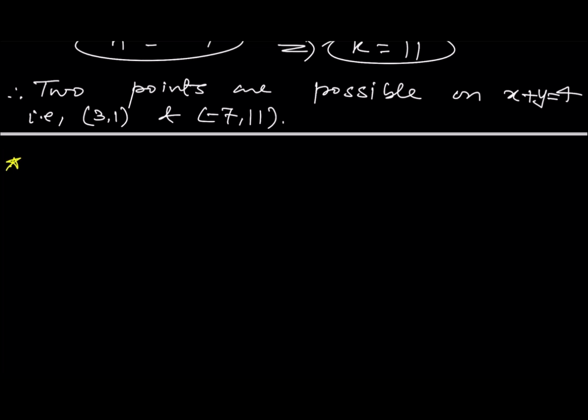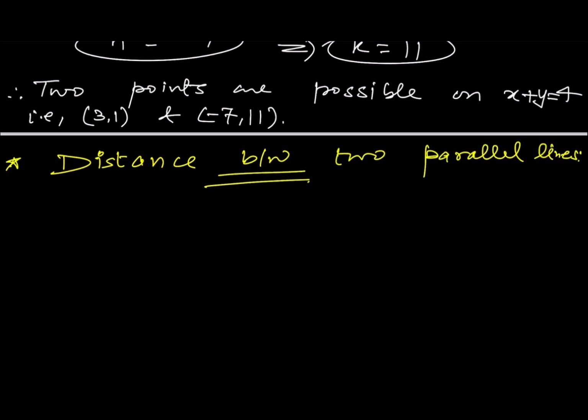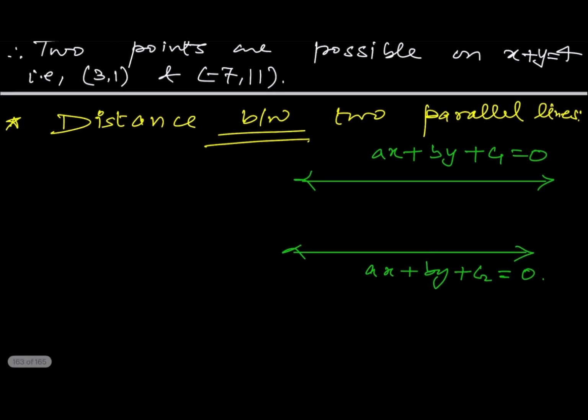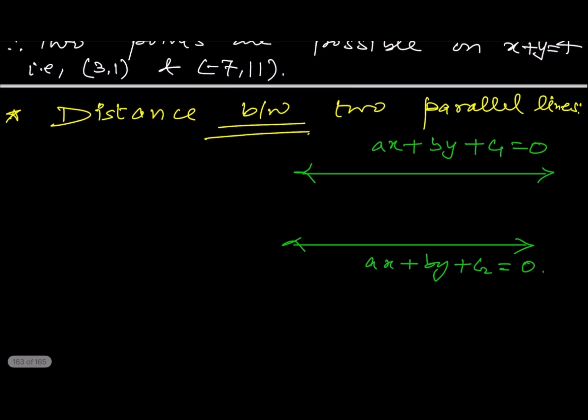Make one heading for distance between two parallel lines. Distance between two parallel lines. Say one line is this and the other is this. Both are parallel. Say this one is ax plus by plus c1 is equal to 0 and the other one is ax plus by plus c2 is equal to 0, because we know in case of parallel lines coefficients are the same or proportional, or in the same ratio, right? So now we have to find the distance between these two.